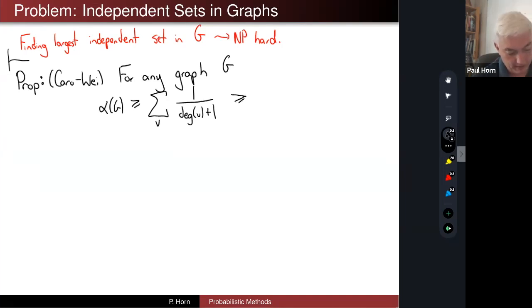And if I think about the convexity, if I just try and estimate this, I can relate this to the average degree.